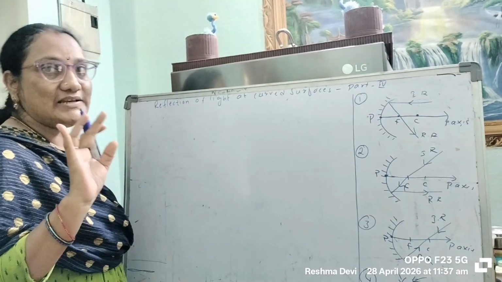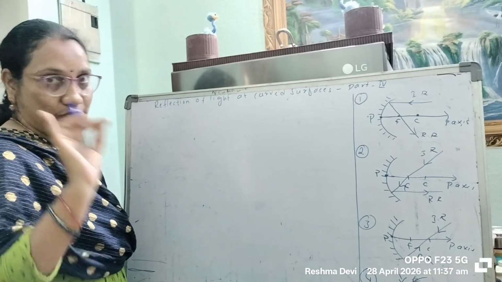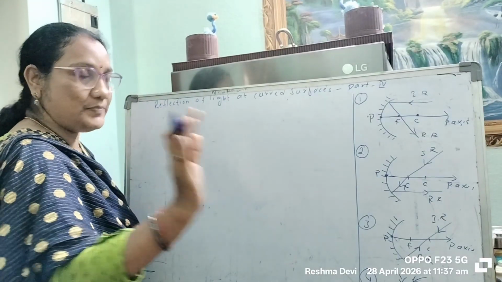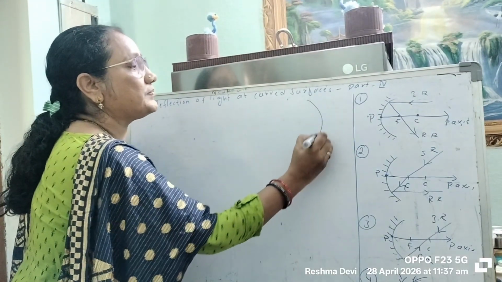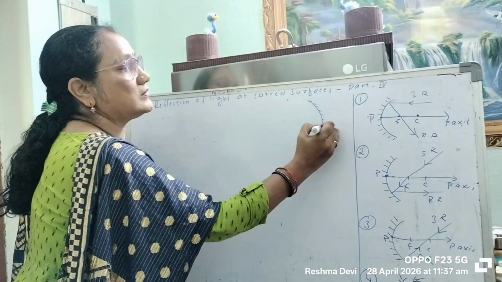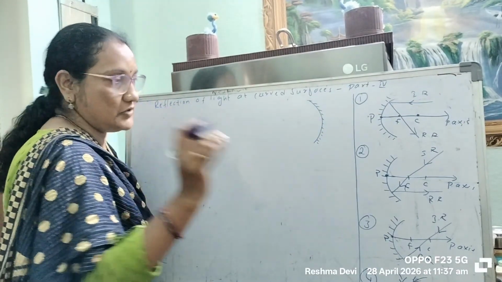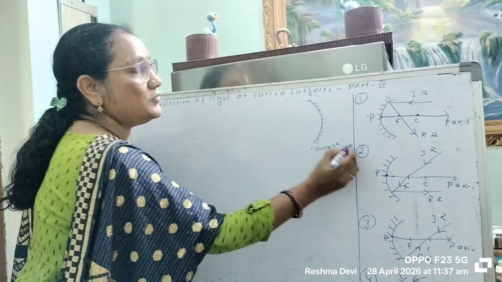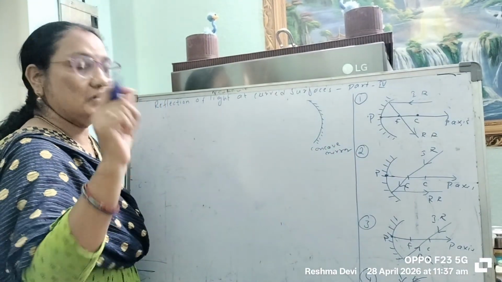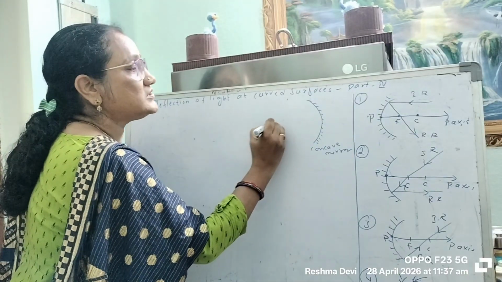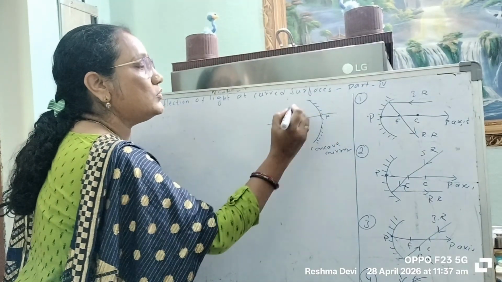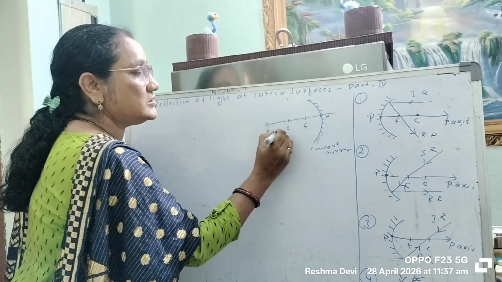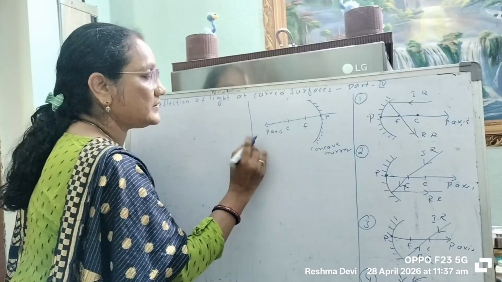Here, the object is placed at different positions. For your idea, I'm writing the positions. We are talking about the concave mirror. Ray diagrams we are drawing for the concave mirror. First, identify the pole, focus, center of curvature, and principal axis.